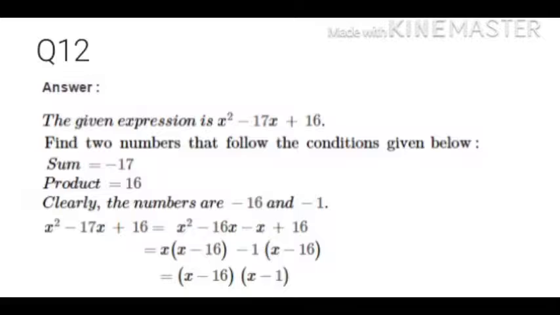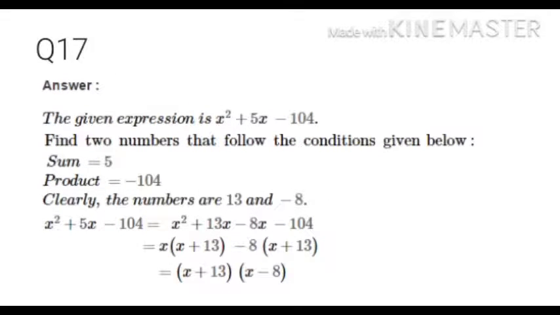So x square minus 17x plus 16 is written as x square minus 16x minus x plus 16. By grouping the first two and the last two, in the first two x is common, in the last two minus 1 is common. So we have to write like this, x bracket x minus 16 minus 1 bracket x minus 16. So the factors are x minus 16 and x minus 1.